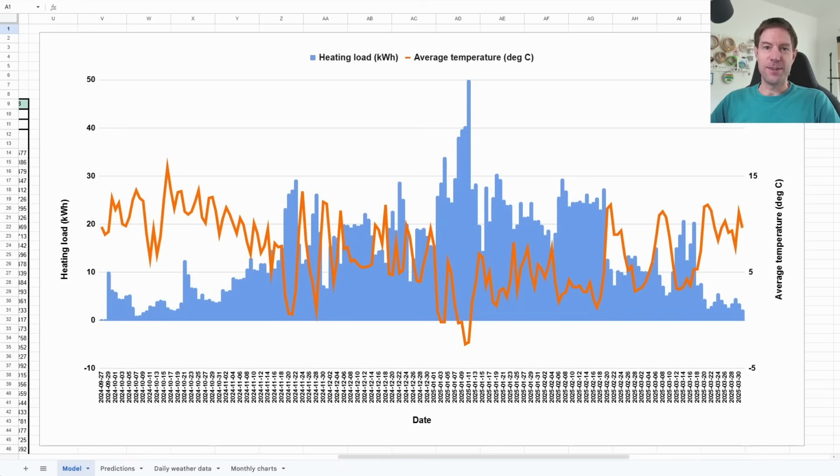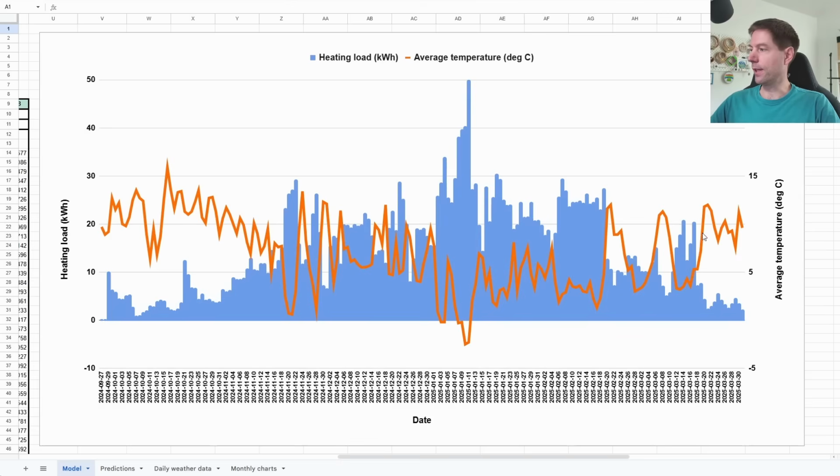So let's start with a nice attractive graph. This is the heating load for the house and the average outside temperature in degrees C, based on the historical data that I downloaded. I'll show you that in a second. Each of these blue bars represents one day's worth of heating and how many kilowatt hours of electrical energy we required to keep the house at a comfortable temperature for that particular day. That's on the left hand axis here, so heating load in kilowatt hours each day, and on the right hand axis we've got the average temperature for that day, in the orange here.